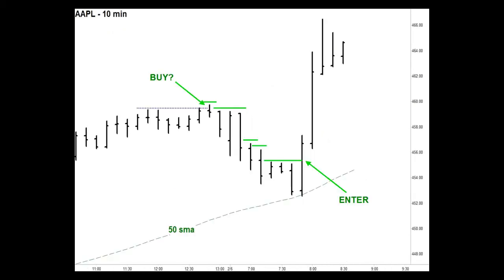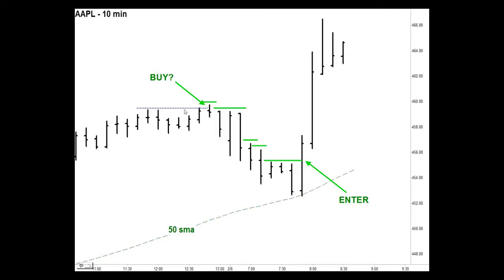How about Apple? Let's say you want to trade intraday. Let's say you're saying, well, Steve, I don't trade daily or weekly bars. I trade intraday. Well, here's Apple. This was going back to a couple of weeks ago, on the 6th of February. And we see here that we're above the buy-sell line, so we're looking for a buy opportunity.